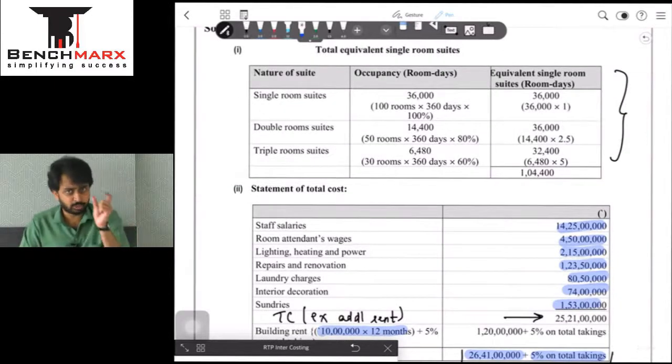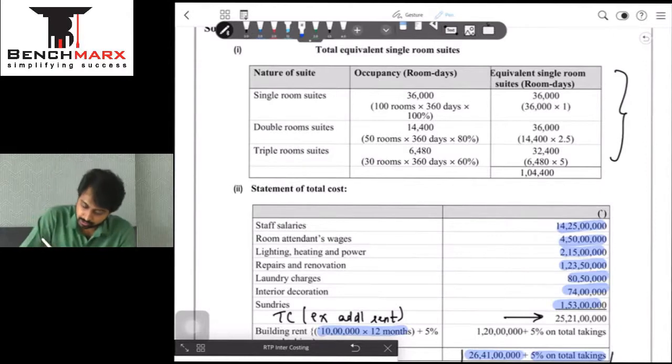I find the room days by number of rooms into 360 days, because it was mentioned in the question, and into my occupancy percentage. So 100 rooms is number of rooms of ordinary into number of days, and into occupancy I will get number of room days. Similarly, for double room, that is 50 rooms, 360 days in a year, 80% occupancy, I will get total number of double room days as well. Similarly, number of rooms of triple into 360 days into occupancy of triple, I will get number of room days of triple as well, which means we have got room days of single, double, and triple.